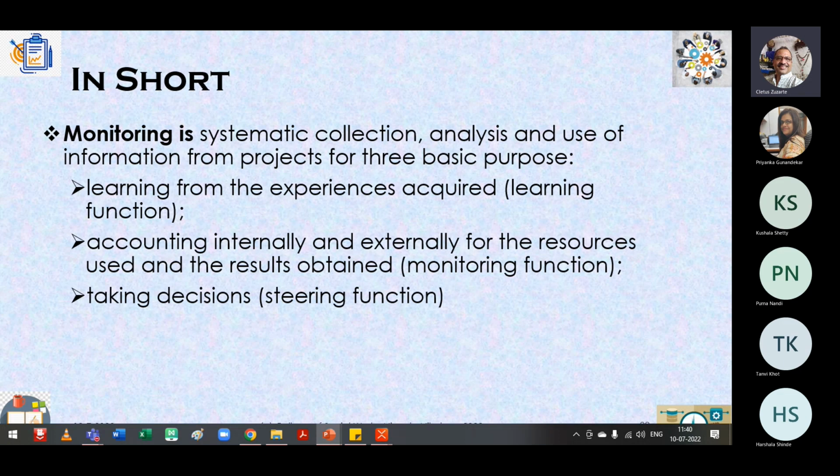So the experiences that you gather during monitoring will tell you that even now there is a chance that you could change the process. You could go back to the community and ask, is there a possibility to work with emerging leaders from the community? So you will take a decision to change your strategy. So monitoring is basically this process of learning from your experiences, monitoring the results, looking at the amount of resources spent, and then taking decisions accordingly.